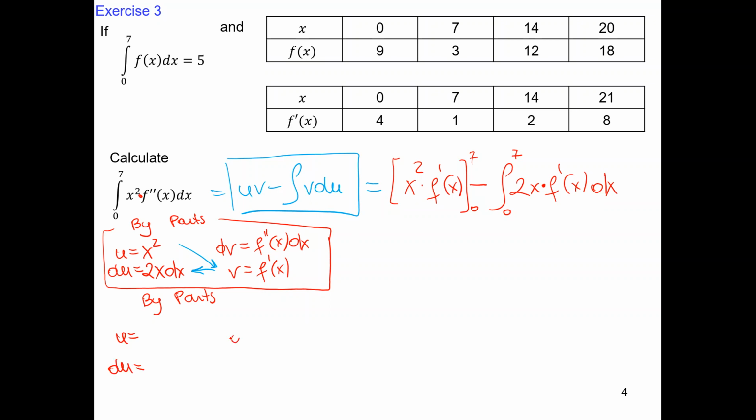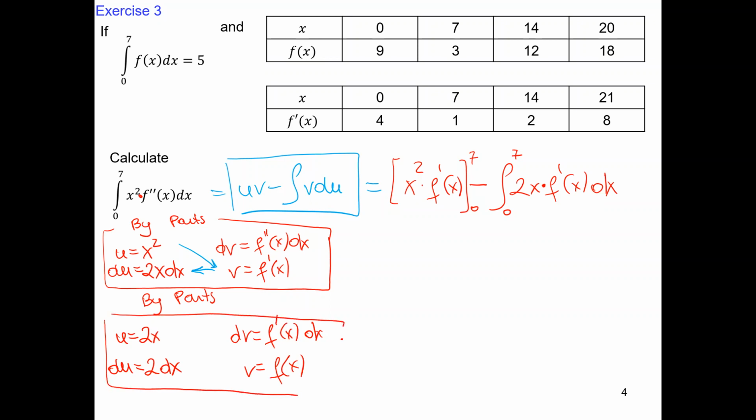u, du, dv, and v. A beautiful setup for integration by parts. Algebraic function 2x is u, and dv will be f prime of x dx. Derivative of 2x is 2 dx. Antiderivative of f prime is f of x. Of course, that's our variable. We didn't change anything. Okay, we have to copy this, from 0 to 7.